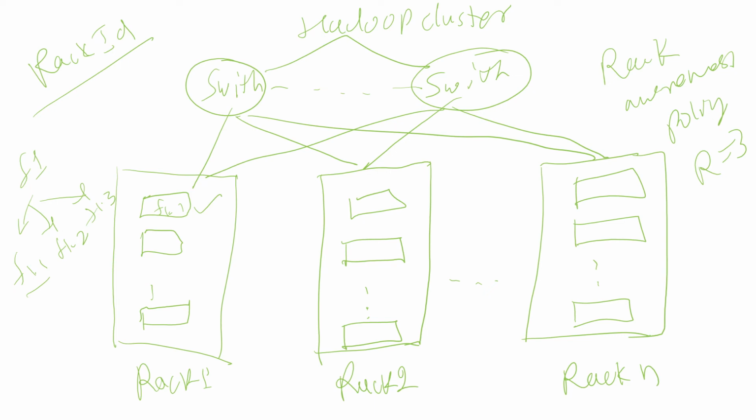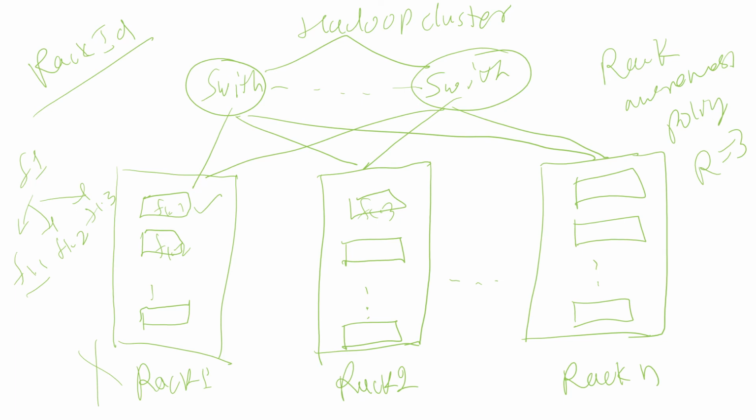Policy number 2: in the same rack, we cannot place more than 2 replicas, because we have 3 replicas. If you place all 3 replicas in rack 1, tomorrow if the rack goes down, the whole data will not be available for that particular file. So we cannot put more than 2 in one rack. Another replica may be in another rack. That is the second policy.